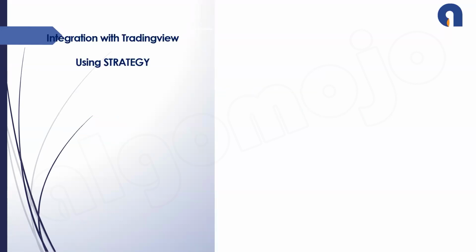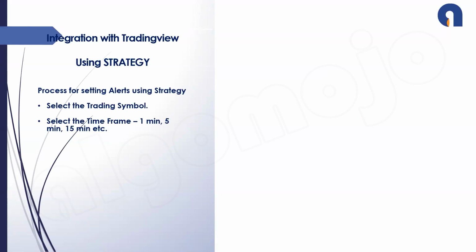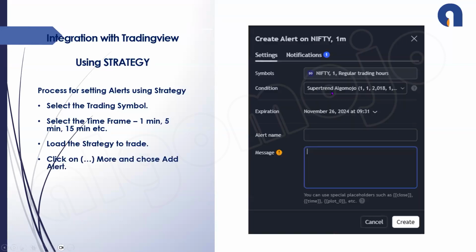So for creating an alert using a strategy, the process that one needs to follow is that you select the trading symbol first, then look at the time frame in which you want to take the trade, whether it is 1 minute, 5 minutes, 10 minutes, whatever time frame you're comfortable trading with. Then load your strategy. Then click on the more button, select the alert, create alert option. In the pop-up, you have to update the message box, and under the notification, the webhook. Only these two things need to be updated.